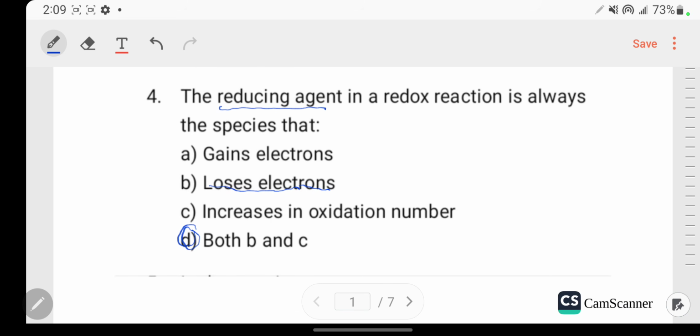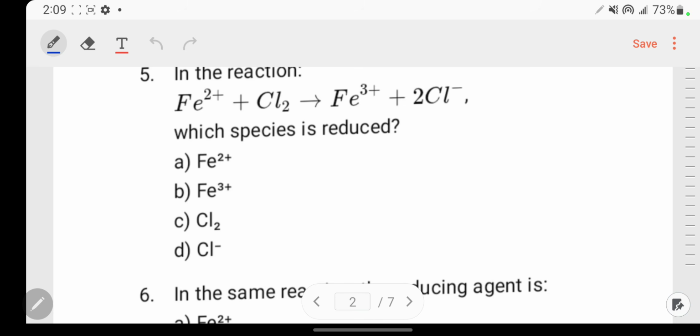Looking at the next question, it says in the reaction, which species is reduced? So we are being asked which species is being reduced. Just as I told you, reduced, just think of it as having a smaller charge. So if this is from 2 to 3, this means to say it has been oxidized because the oxidation number has increased. Now, since that's the case, automatically what will be our species that is reduced is our Cl2.